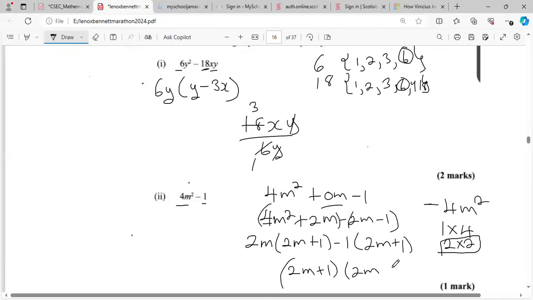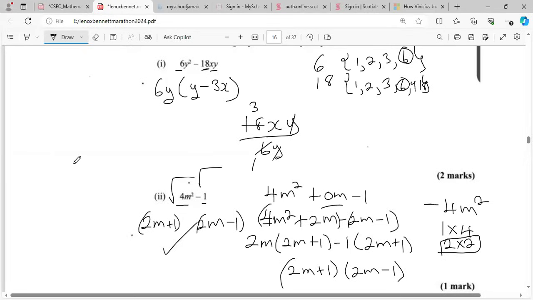Or you can just simply find the square root of these. That's a difference of two squares. So what number do you multiply by itself to give you 4m squared? That has to be 2m. You put it on the left and on the right. And then you find the square root of 1. 1 times 1 is 1. So you have 1 here, and then you have minus 1. And that's it. I would definitely choose this any day over this.